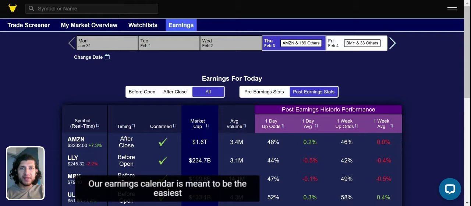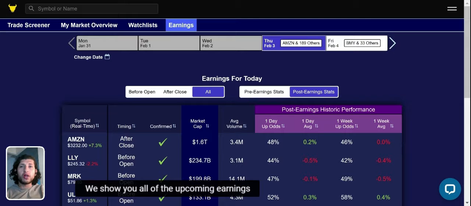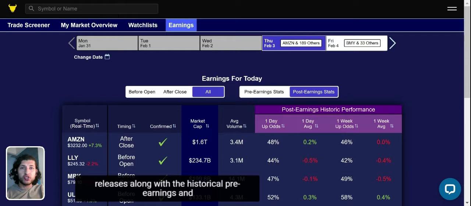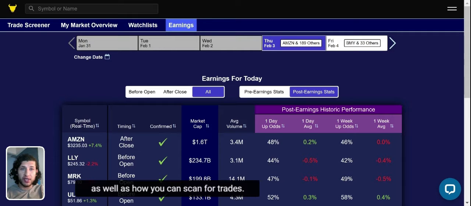Our earnings calendar is meant to be the easiest place on the internet for finding earnings plays. We show you all of the upcoming earnings releases, along with the historical pre-earnings and post-earnings performance data for each stock, so that you can easily scan for interesting setups. We'll cover the different data points that are on this calendar, as well as how you can scan for trades.